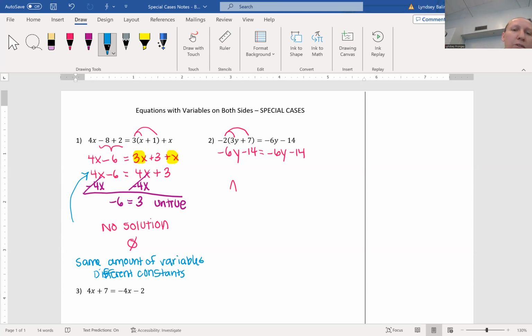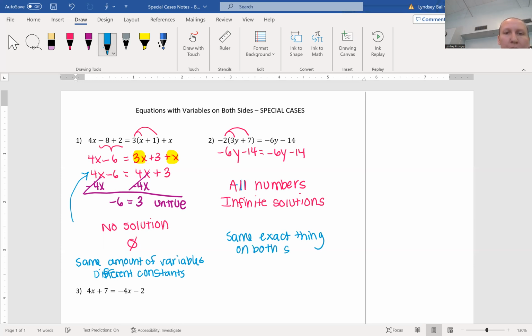Okay, so this is what we call all numbers, is one way of saying it. You might see infinite solutions, meaning there's an infinite amount of possibilities. You might see all real numbers. There's lots of different things you can say here, but essentially you're saying there's so many possibilities of this. There isn't just a one single y equals answer. So this is when you get the same exact thing on both sides. Not only are your variables the same, but your constants are also the same.